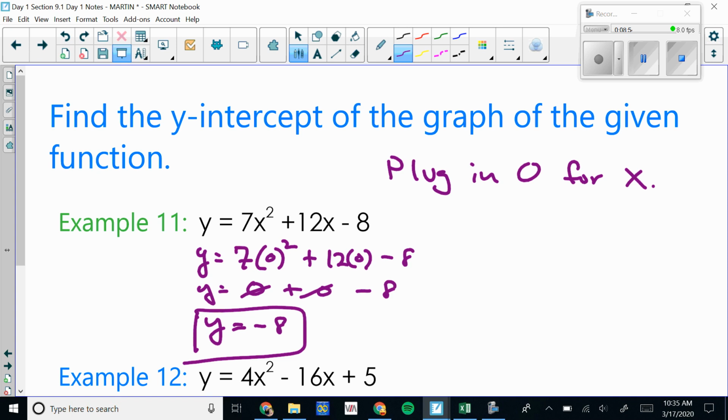And then we do want to write this as an ordered pair. So again, x was 0, y is negative 8. I'll put that in a box.